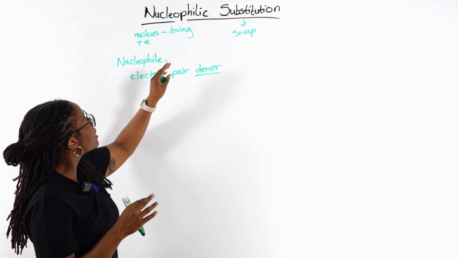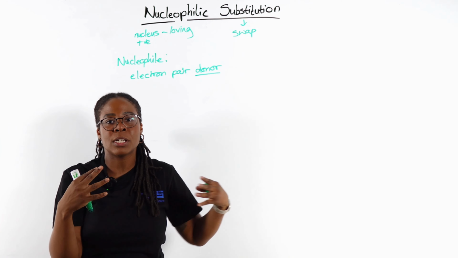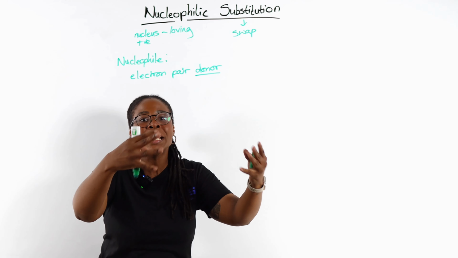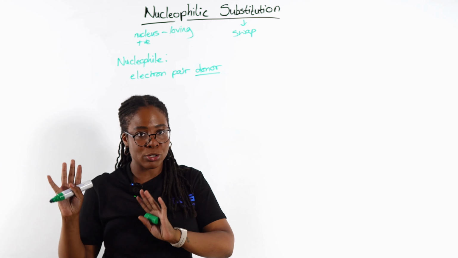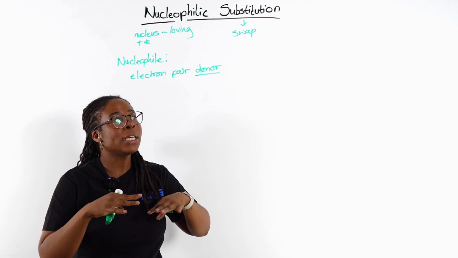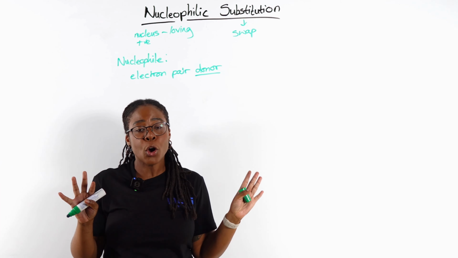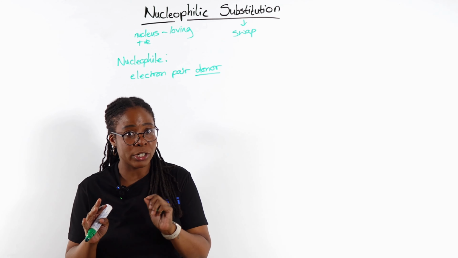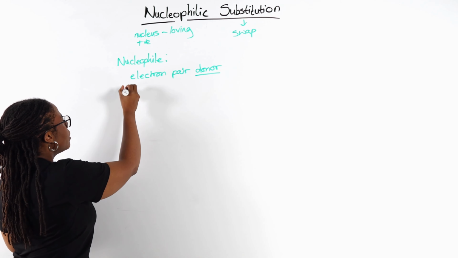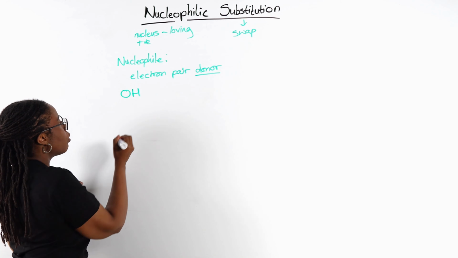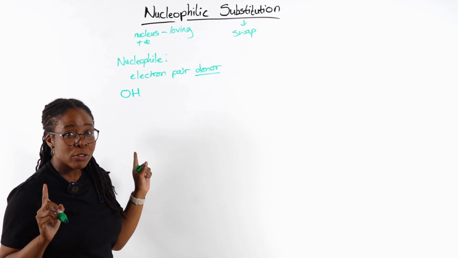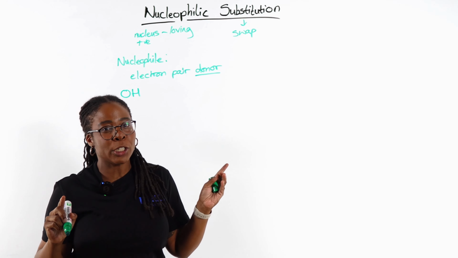It's going to be attracted towards something that is positive. It's going to love something that's positive to give away those negative electrons too. Now, there are a few key examples of nucleophiles that you're going to see over and over again in your A-level chemistry. The most common one will be your hydroxide ion. Now, the way I'm going to write this is slightly different to what you might be used to in your balanced equations.